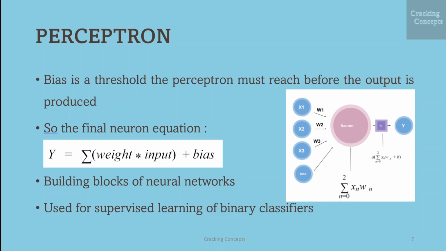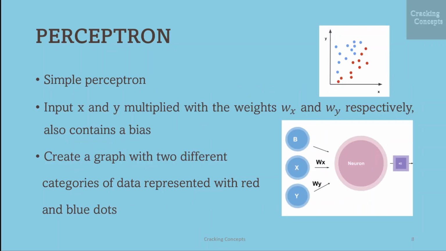Now, where are perceptrons used? Now they are the building blocks of neural networks. It is typically used for supervised learning of binary classifiers. We'll try to understand this through an example. So let us take a simple perceptron. So in this we have input x and y, which is multiplied by the weights wx and wy respectively. It also contains a bias.